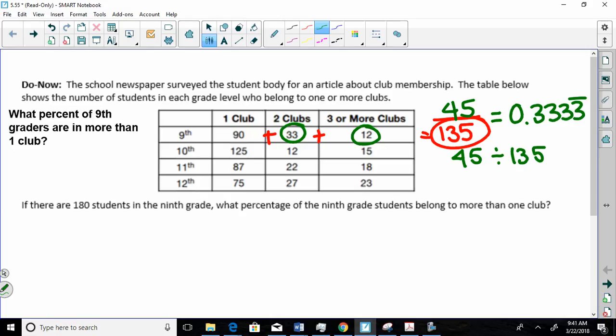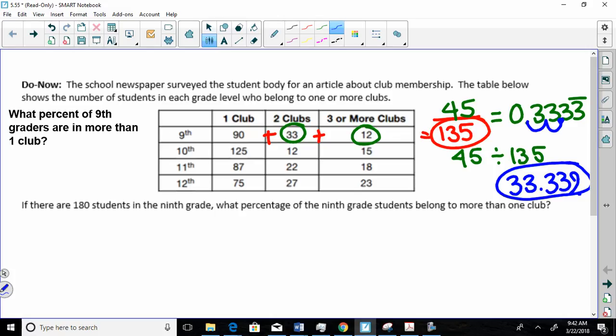Three, repeating. Who can raise their hand and tell me what is that as a fraction, just in general? 1/3, right? So it's a third of it. How do I put that as a percent? Gabby. Good. So what's this as a percent? 33.3%. Cool. So I'll just do 33%. That means in this school, 33% of the ninth graders are in more than one club.